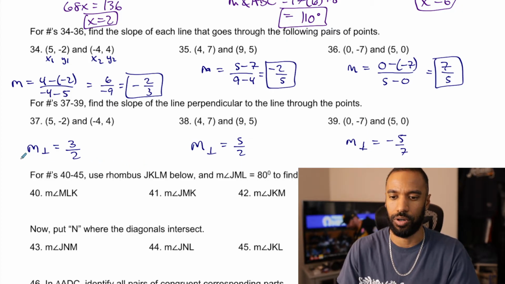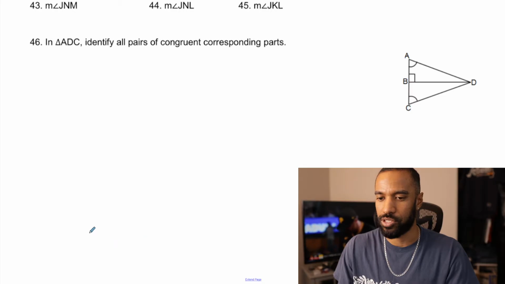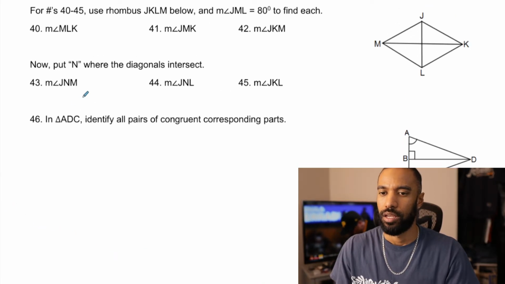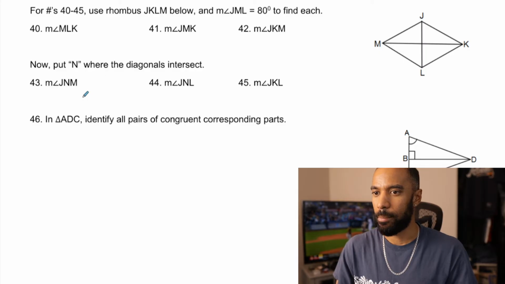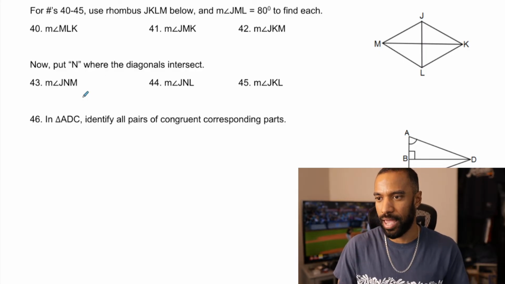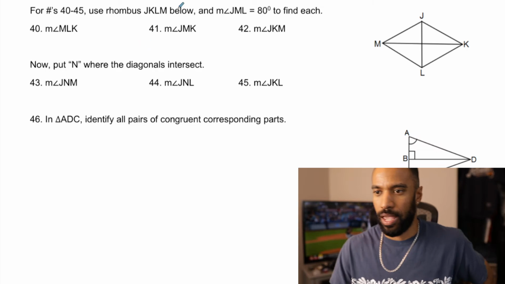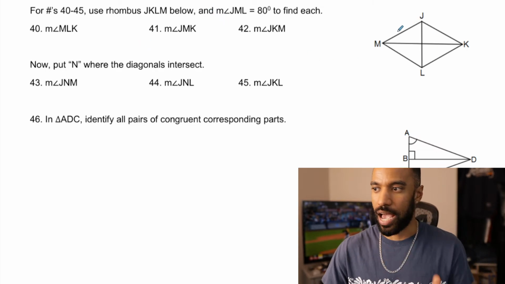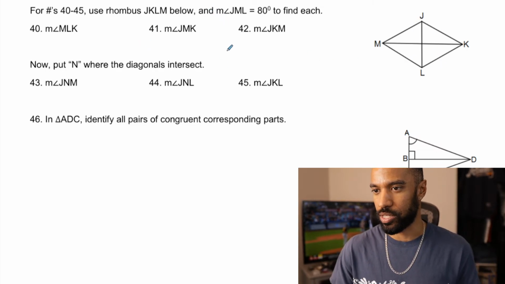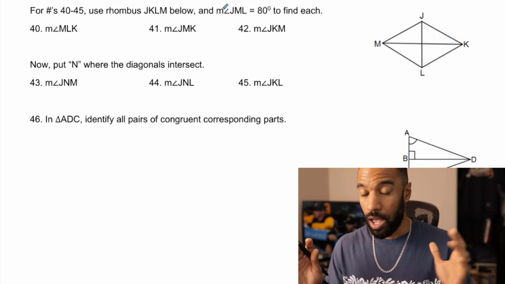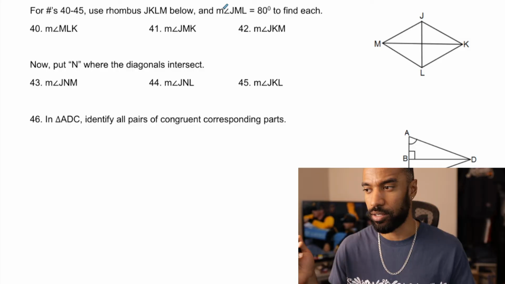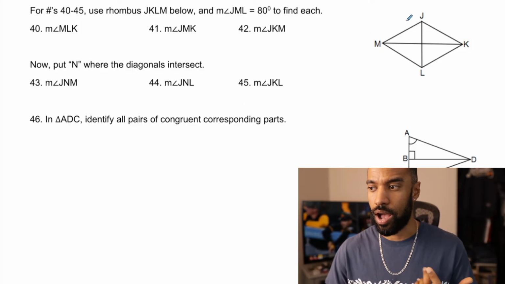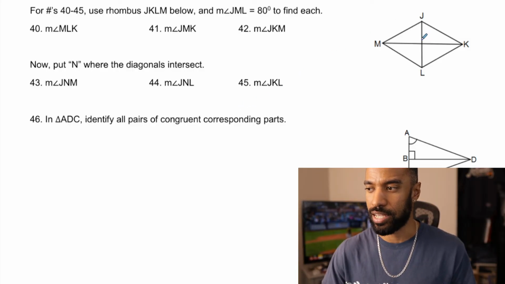Cool. All right, we have a rhombus. Hold on. Numbers 40 to 45. Use the rhombus, JKLM, and that stuff to find each. So in a rhombus, all sides are congruent, but it doesn't look like we're doing side things. We're only doing angle things. Opposite angles are congruent to each other. Consecutive angles are supplementary, same as a parallelogram. But also they're telling us it's a rhombus. Diagonals bisect each other, and they're perpendicular to each other.